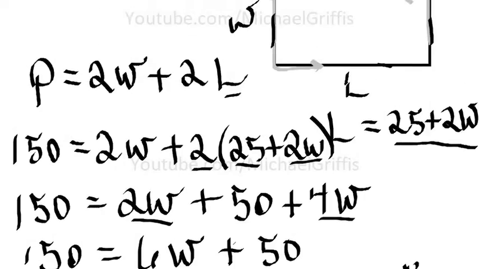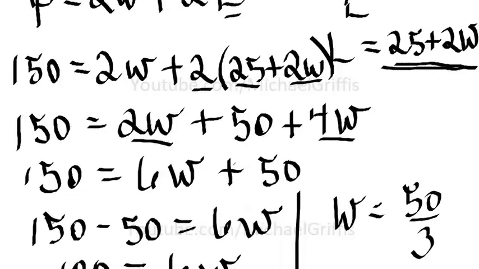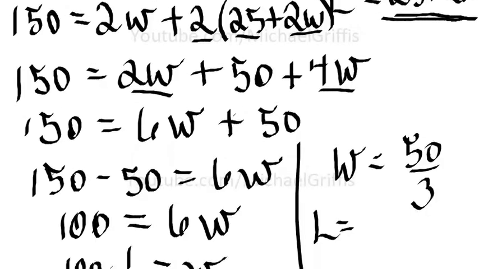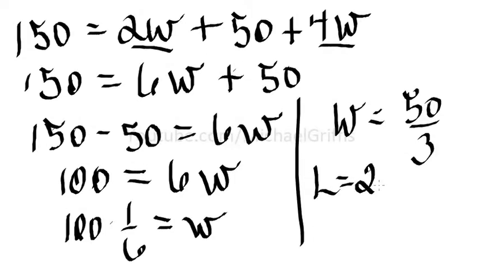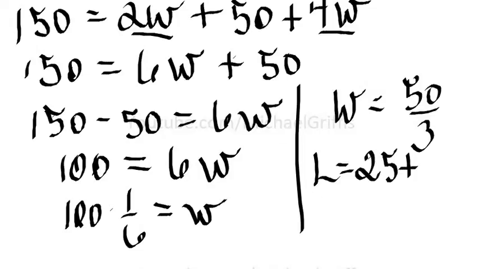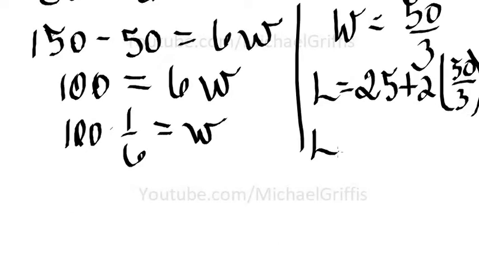Now let's solve for L. Remember what we said L was here. So L is equal to 25 plus 2W, and W is 50 over 3. So now what we want to do is some arithmetic and reduce this down into a single fraction.